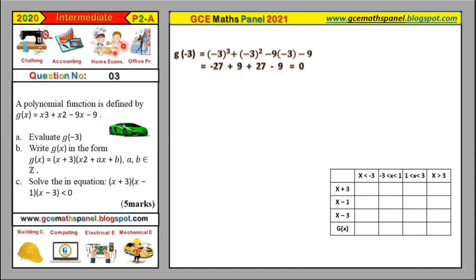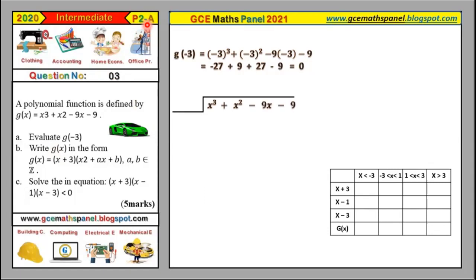So let's express this number. This can be done actually in two ways. We can either do long division, or we can decide to expand and compare the coefficients. Let us start by looking at long division. So long division, we have a function here which is x cubed plus x squared minus 9x minus 9 divided by this x plus 3.